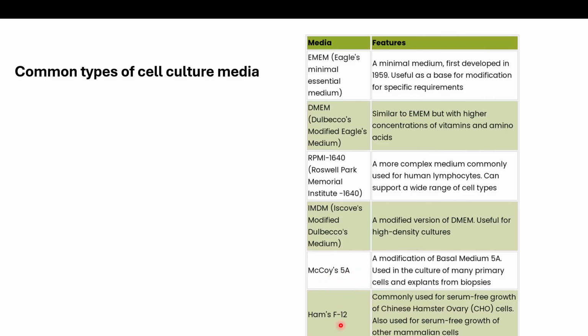And there's McCoy's 5A, Ham's F12. These are all basically for cancerous cell lines. So these are just examples, and these are all company names which basically prepare these media and supply them in large quantities.